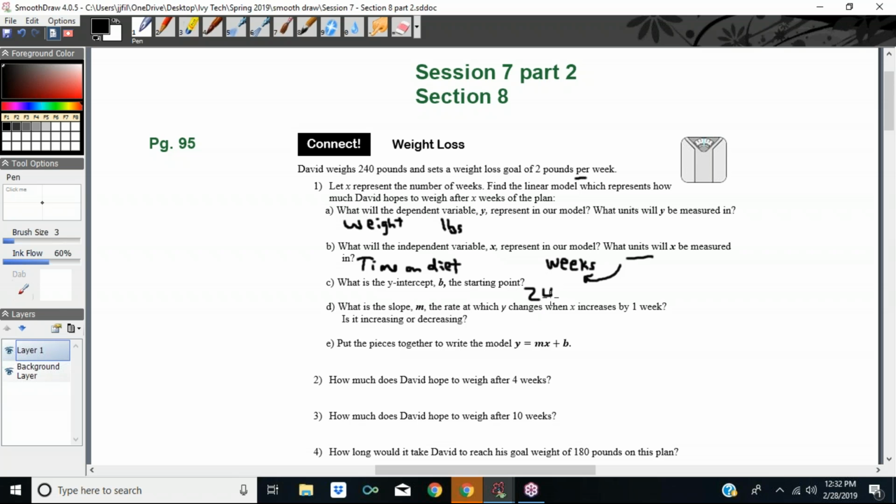So we already answered letter C, the y-intercept would be the starting point. That's his beginning weight, 240 pounds. The slope, now it says the rate at which y changes when x increases by 1 week. And is it increasing or decreasing? So the slope is 2 pounds. And is it increasing or decreasing? It is decreasing, right? He's losing weight. So 2 pounds decreasing. So the slope then is -2. The negative represents the decrease.